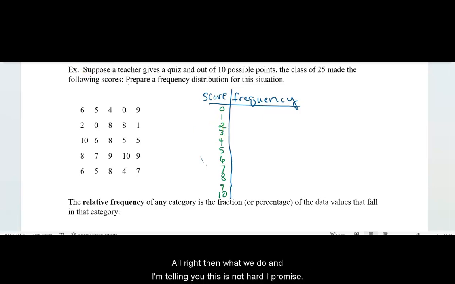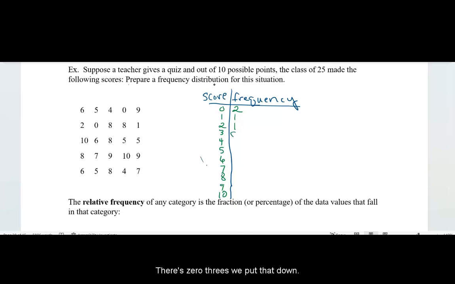Then what we do, and I'm telling you this is not hard, I promise. You just look at the left and your frequency means how many. It's the count. How many zeros are there in this data? How many ones are there? So looking here, I see 2 zeros. So that would be my frequency. How many ones? There's 1. How many 2s? 1. Let me go back there. Okay, there we go. How many 3s? There's 0 3s. We put that down. How many 4s? I see 2 of those, and so forth.